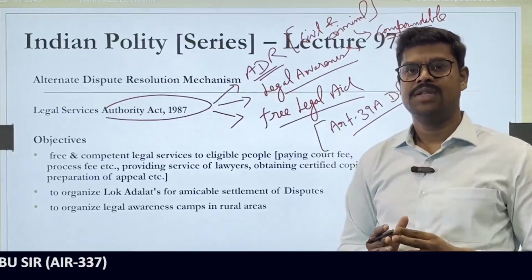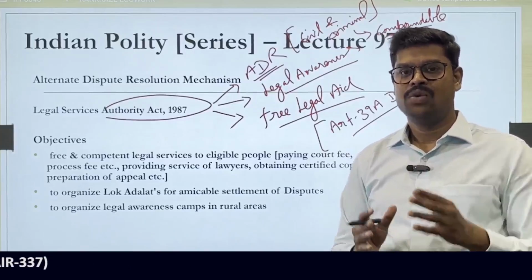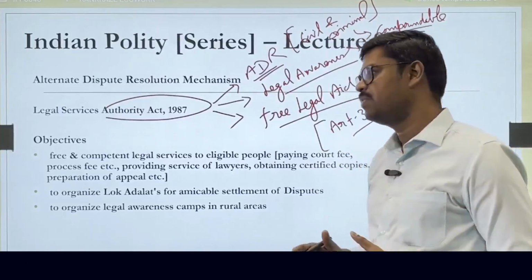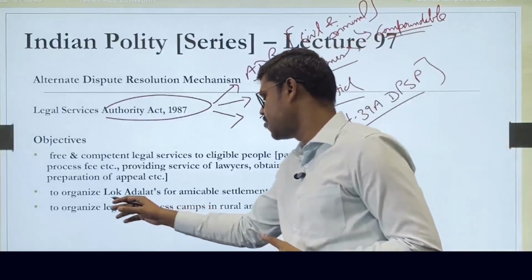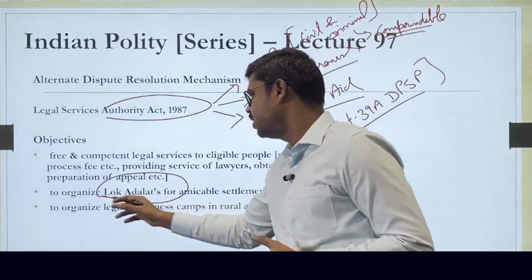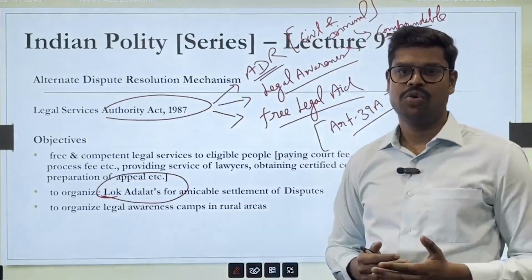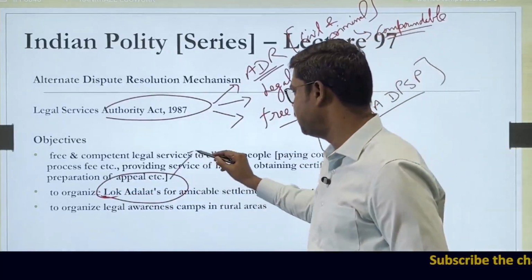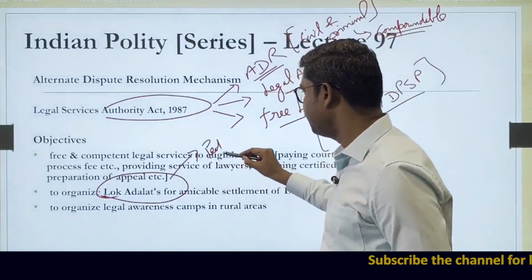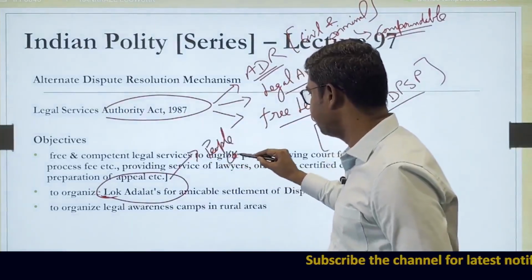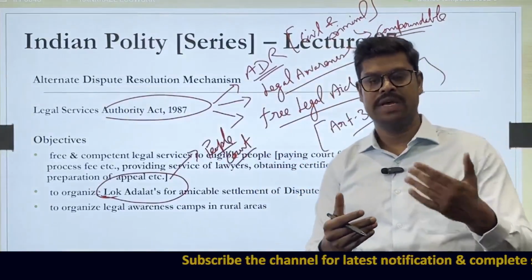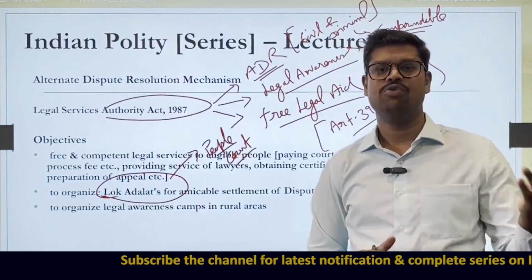However, the next thing is the mechanism by which they can go for ADR, for which there is something called Lok Adalat. Under this Act, the government can constitute Lok Adalats. So, what is this Lok Adalat? Lok Adalat means People's Court. People's Court is a mechanism acting as a court where they can go and get their dispute settled outside the courts.